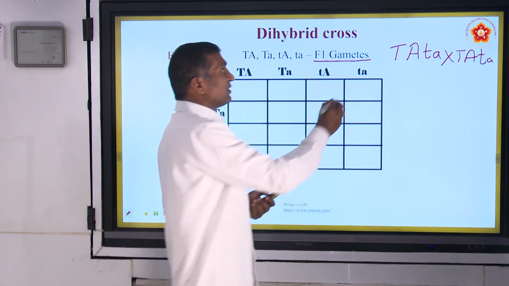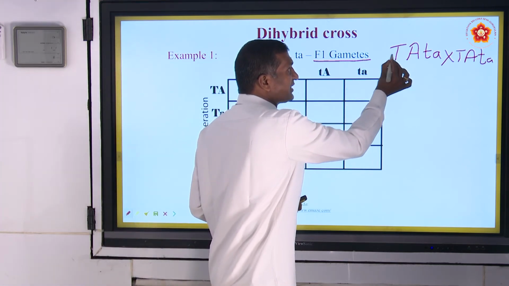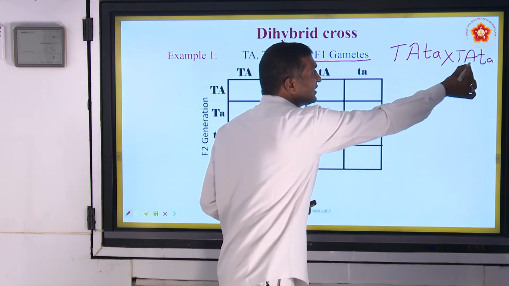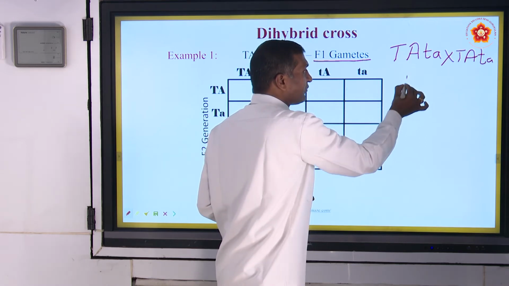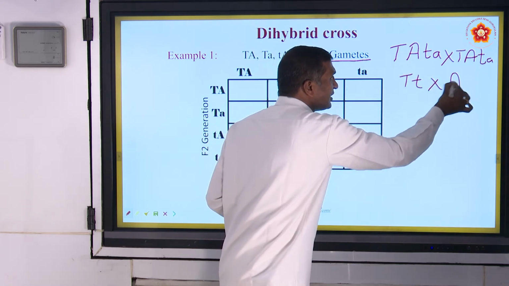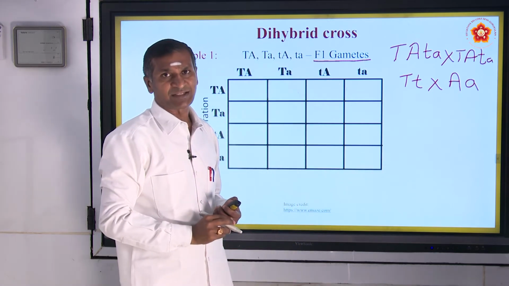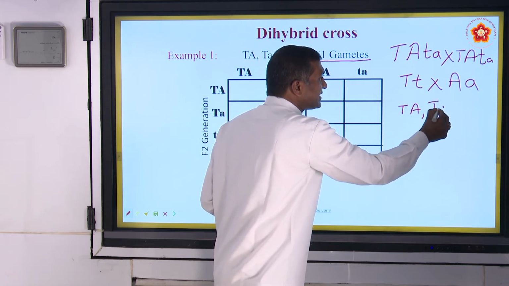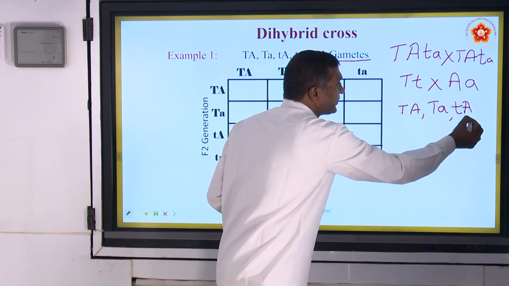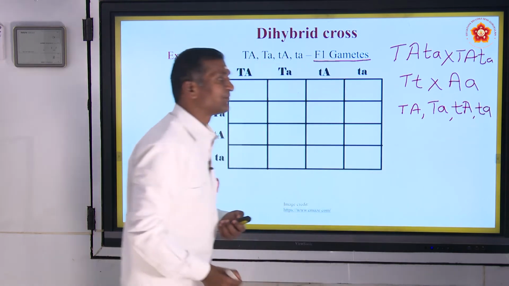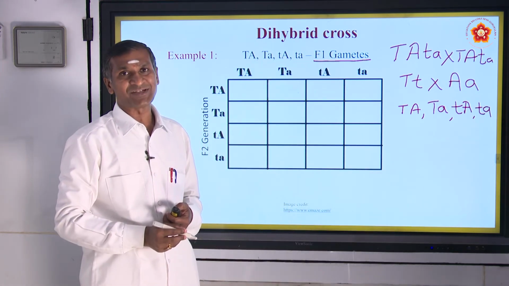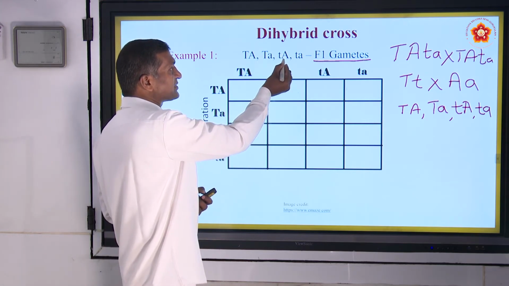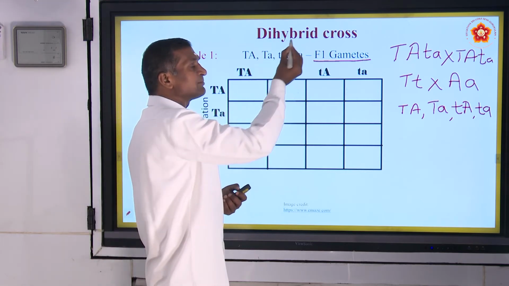Here, since 2 characters, first with capital T, where you have to multiply the capital T with capital A and small a. If you want in a simple way to tell, you understand in this way for the gametes. So, we get capital T, capital A, capital T, small a, small t, capital A, small t, small a. So, 4 varieties of gametes you are getting. Capital T, capital A, capital T, small a, small t, capital A, small t, small a.